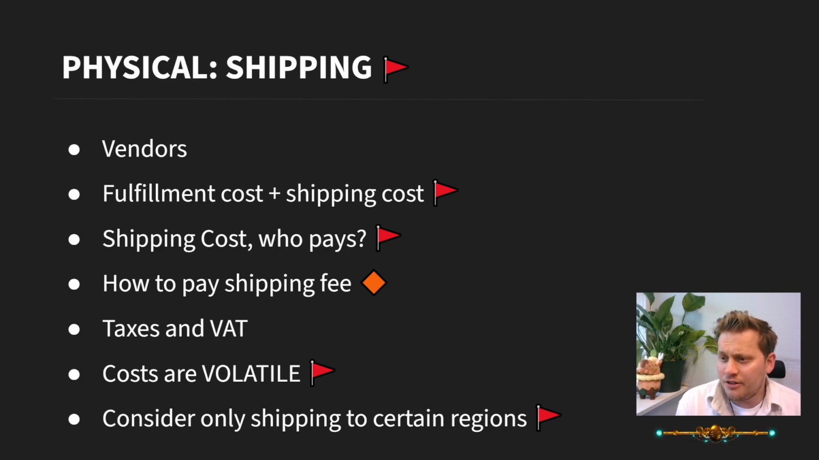Yeah, I talked about fulfillment cost plus shipping cost. So that means that there are costs on both ends of this. Just remember that, so that you are aware, and you know what questions to ask when you're getting price quotes from vendors. What is the total cost of fulfillment and shipping?